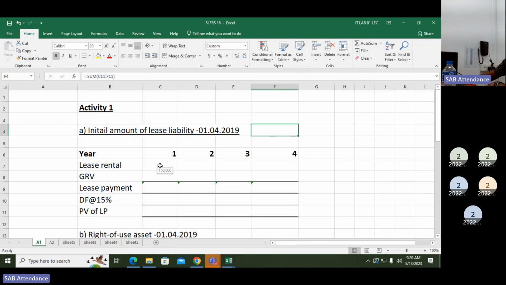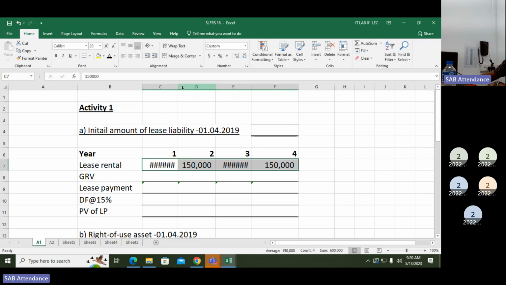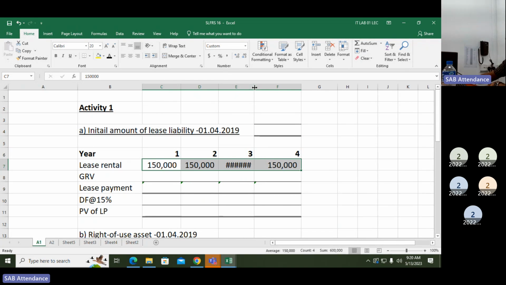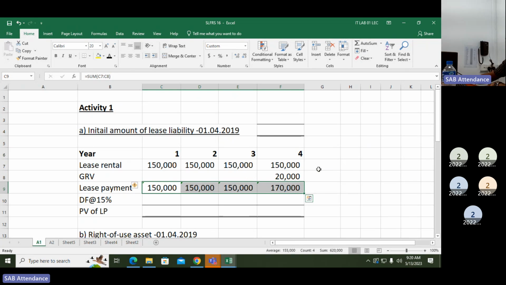Now, for the initial measurement of the lease liability, you can take it this way. There are 4 lease installments, paying 150 each over a 4-year period. And this guaranteed residual value of 20,000 is paid in the 4th year. So accordingly, the lease payment of each year you can take as 150, 150, 150. Last year 150 plus 20, that is 170.